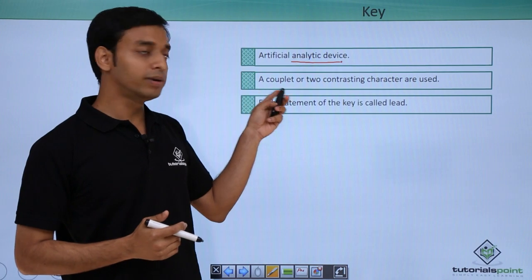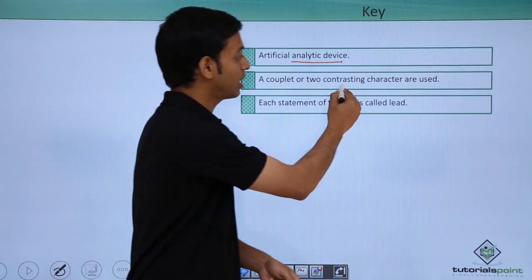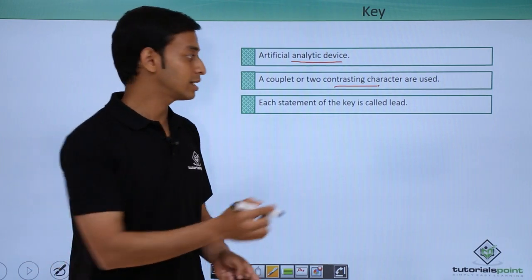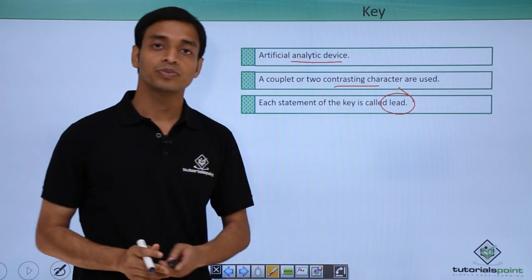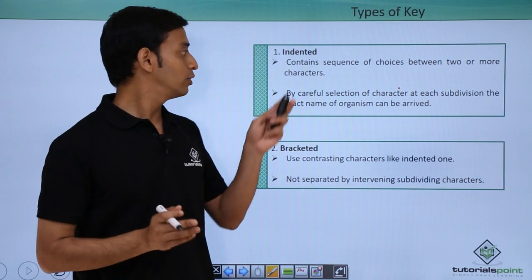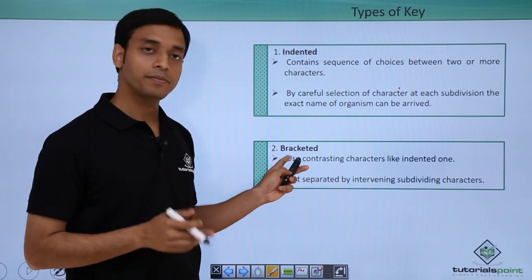Now, in a key, a couplet or two contrasting characters are used. Each statement of this key is known as a lead. Now, let us look into some of the types of keys. Key can be of two types, indented key and bracketed key.